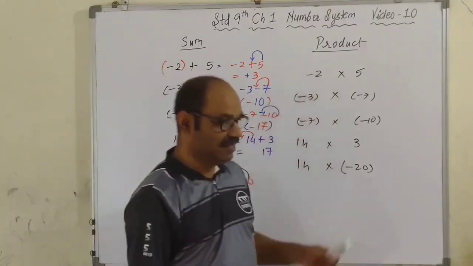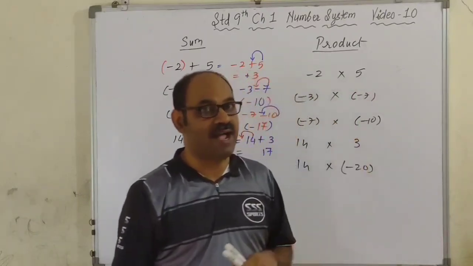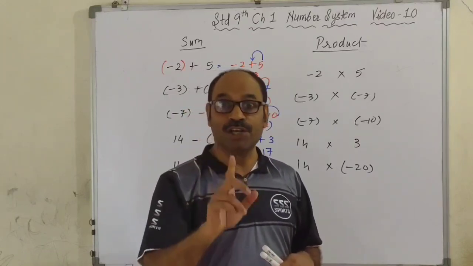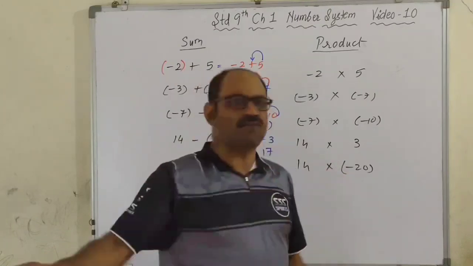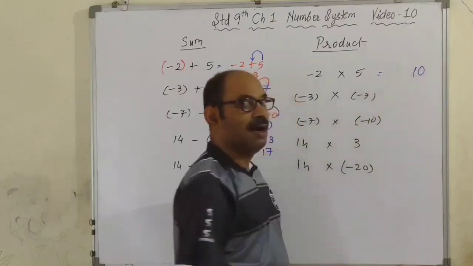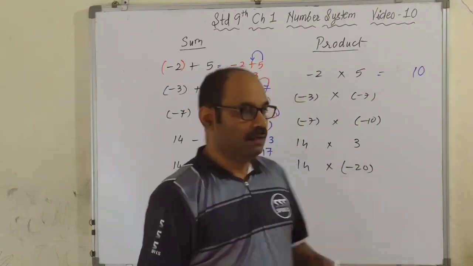Chaliye. Let's see here. The two numbers are minus 5 and 2 and 5. Is the operation multiplication? The answer is yes. If it is multiplication, then you got answer yes. Straight away you multiply first. What is 2 5s are 10. Ab aapko sign decide karni hai. Plus 10 ya minus 10.